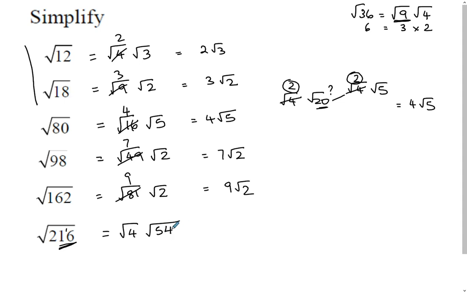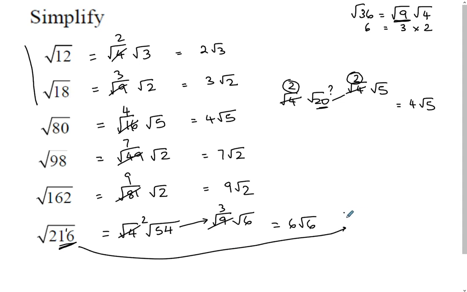Okay, and now we've got to think about this 54. So what square numbers can we think of that go into 54? We could get 9 and 6. So that simplifies to 2, that simplifies to 3, and 2 times 3 is 6, surd 6. If you could have thought that 36 times 6 is 216, then you'd have got the 6 surd 6 straight away.